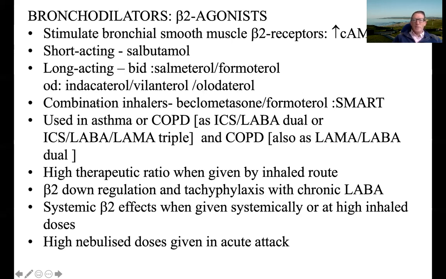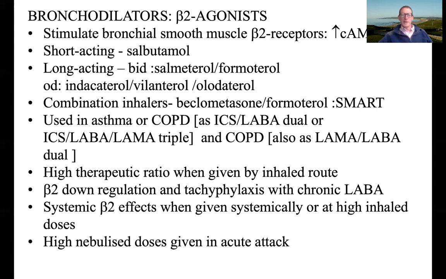There are combination inhalers. We've got an inhaled steroid and a long-acting beta agonist. One of the most commonly used is beclomethasone formoterol, which can be used with the single maintenance and reliever therapy. In fact, there's two. One is beclomethasone formoterol, and the other is budesonide formoterol. So SMART stands for single maintenance and reliever therapy. What that means is that formoterol, although it's long-acting, has a fast onset of action like salbutamol. So you can actually use it as both a reliever and a controller.